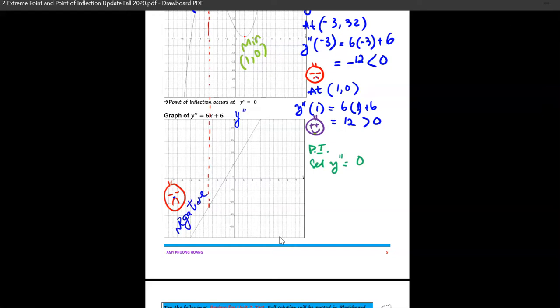Alright, so if you go to the minimum point and then you project it down to your graph, you obviously see that it is positive, right? So it's positive.